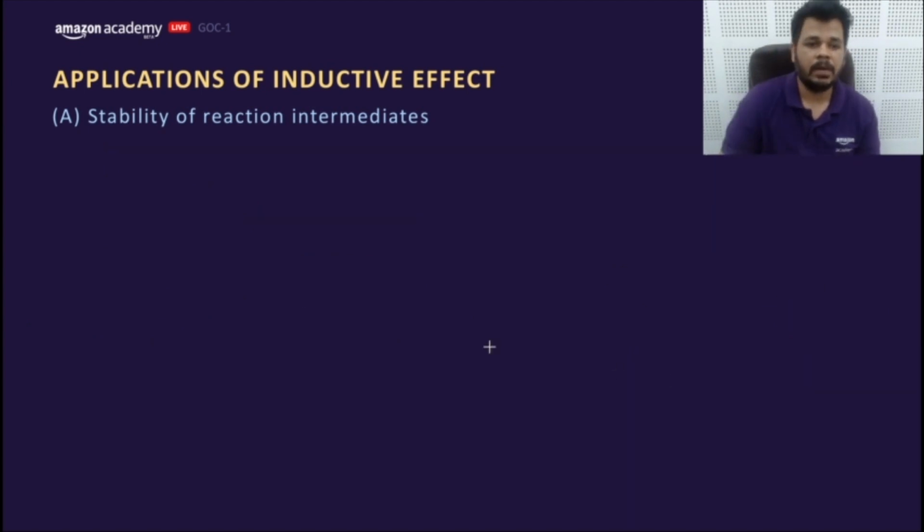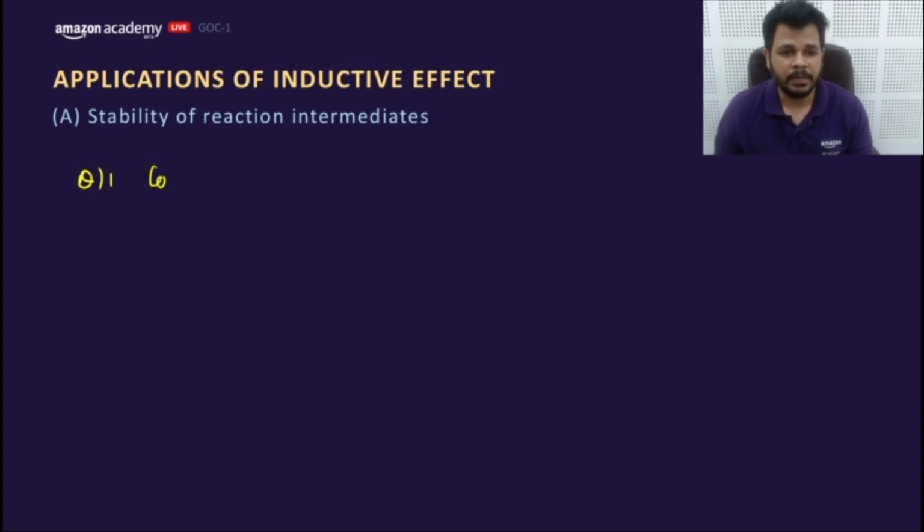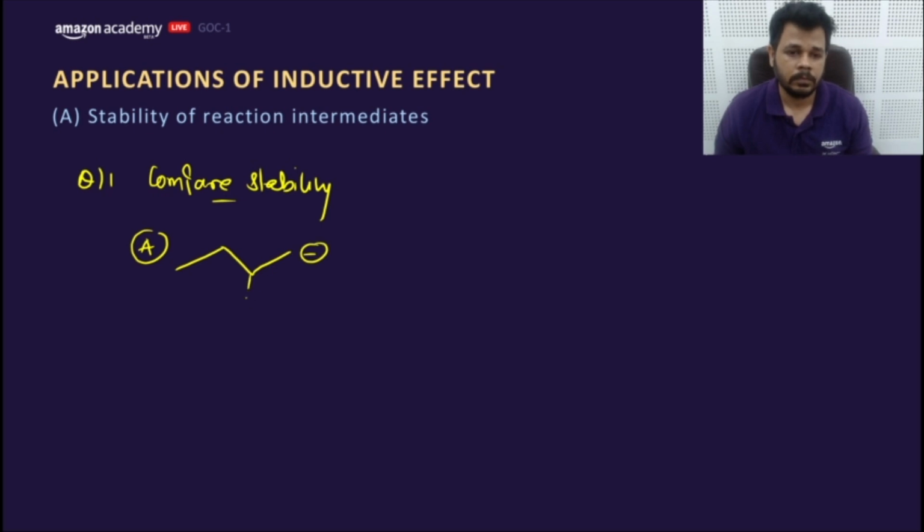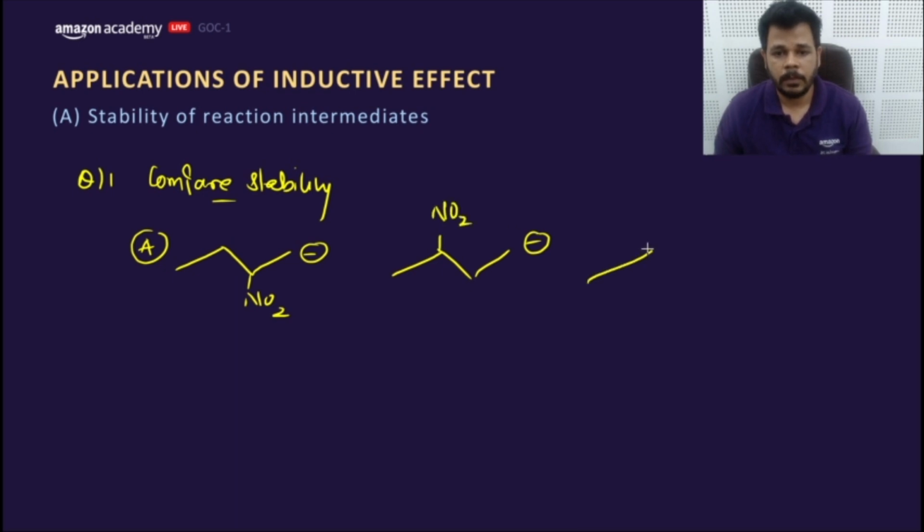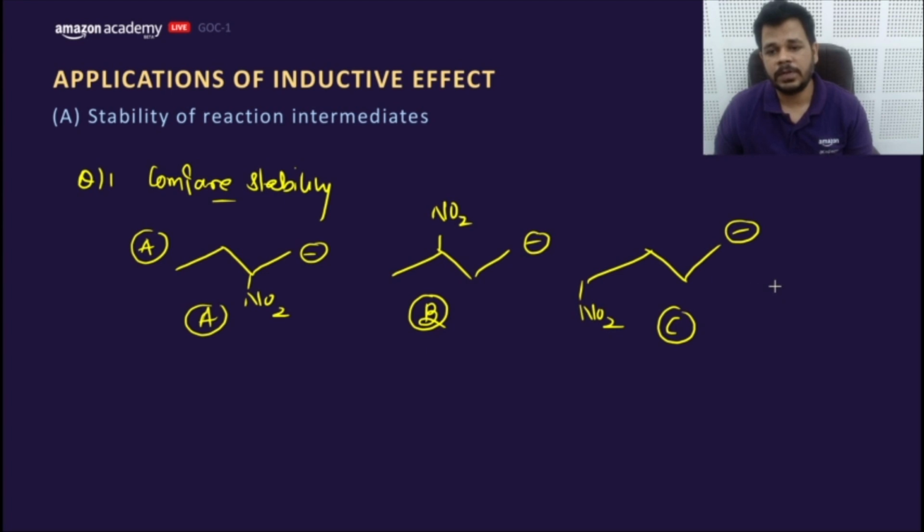Let's have an example. Question number 1. Compare the stabilities. Guys, get ready to answer first. Compare stabilities. A, NO2, B, NO2, C. A, B, C. What would be the order of stability?